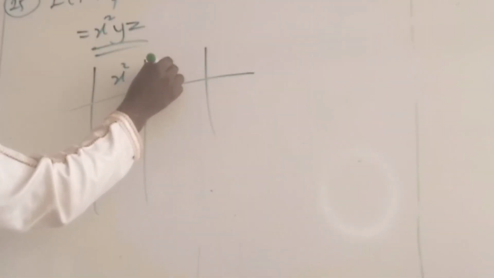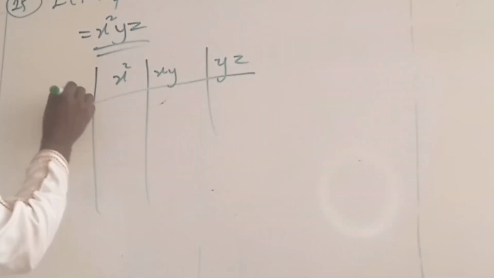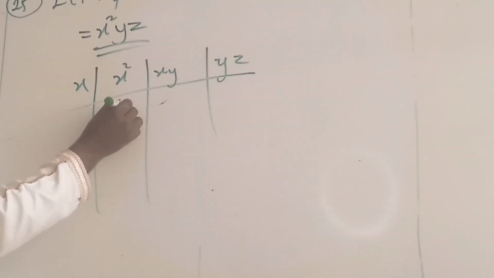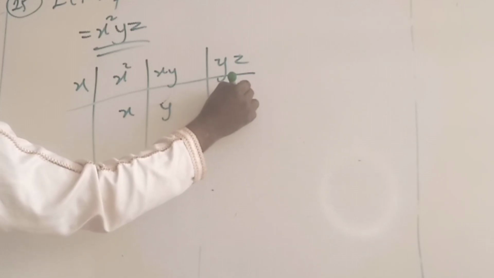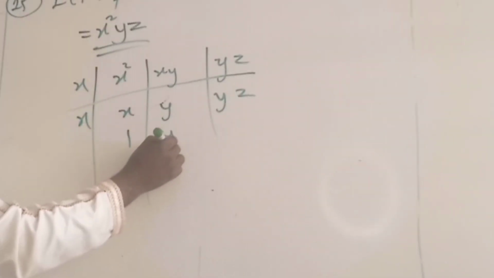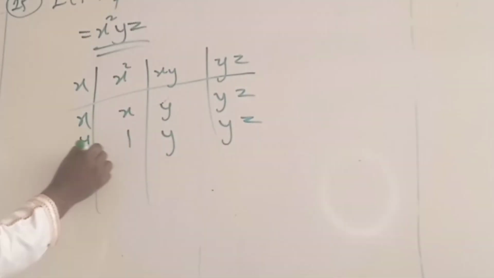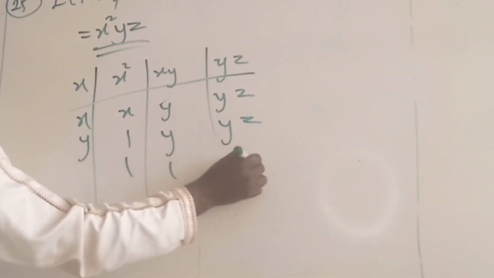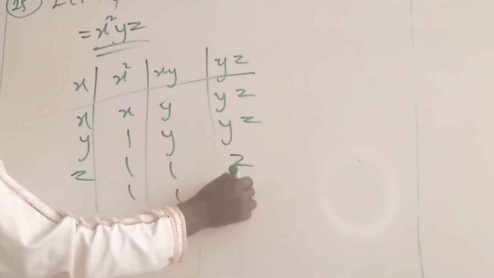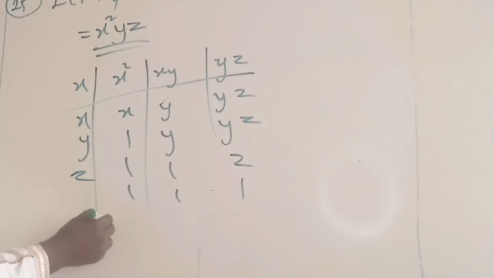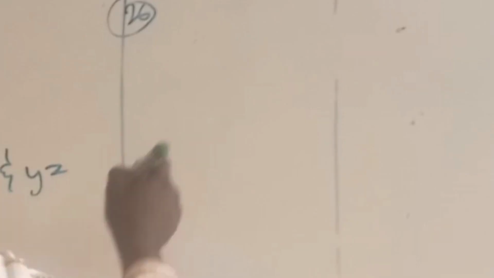x squared, xy, yz. x is common, right? 1, y, yz. x is common. Then y is common, 1, 1, z. Z is common, 1, 1, 1. So the LCM is x squared, y, z.